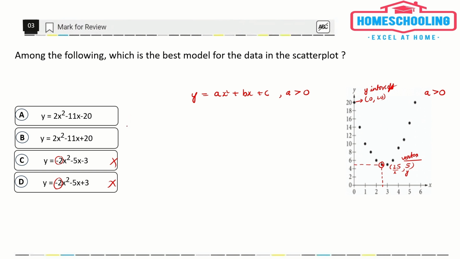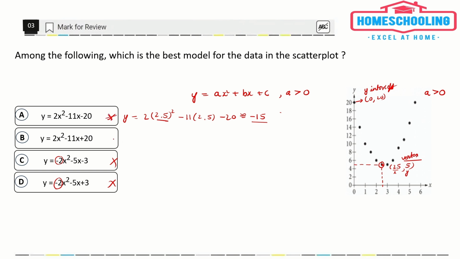So let's say in option A, y is equal to 2x squared minus 11x minus 20. Here x is 2.5, so 2 times 2.5 whole square minus 11 times 2.5 minus 20. Let me put it on my calculator. It will be approximately negative 15. So option A is incorrect, because when we put the x value as 2.5, we should get the y value as 5. But here the y value is coming as negative 15. So option A is incorrect.